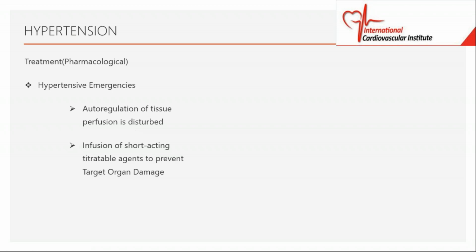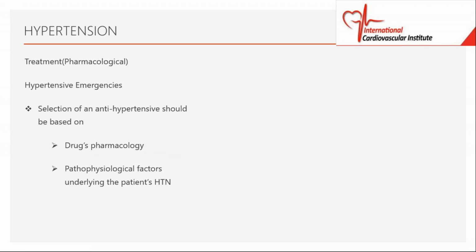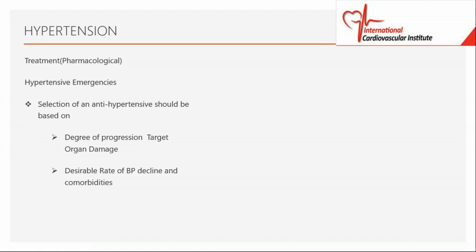One of the things that you have to appreciate is that in these hypertensive emergencies, the autoregulation of tissue perfusion is disturbed. It's not functioning normally. So you have to use medications that you can turn off, and the effect will go away. Okay. Again, you have to know a little bit about these medicines. If there's target organ damage, then that's an emergency. The patient needs to be in the ICU, and you have to be using intravenous medicine.